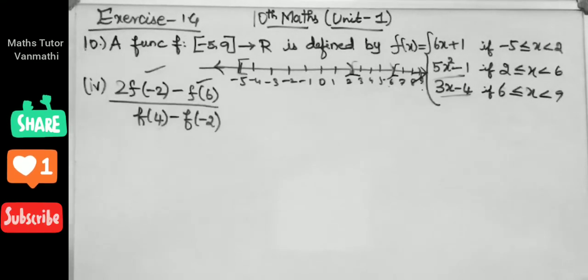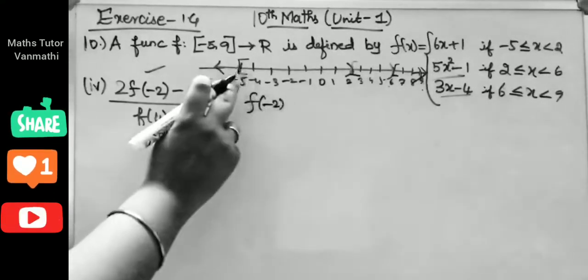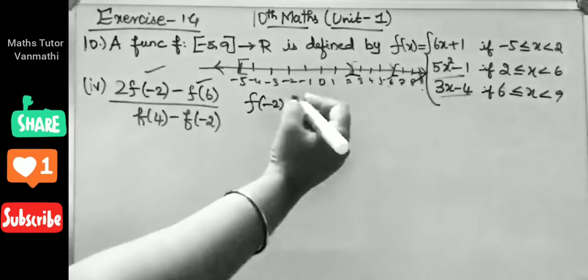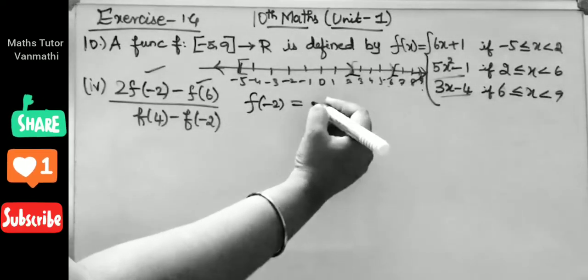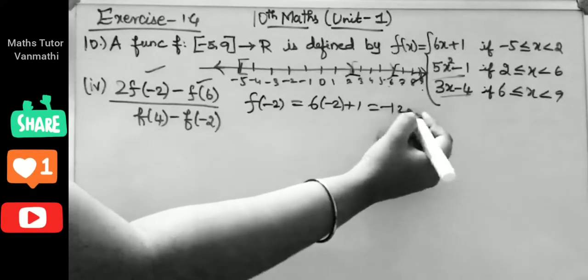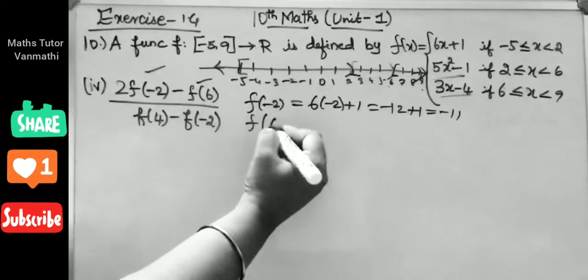of minus 2. Clear? f of minus 2, we are going to find f of minus 2. Minus 2 lies from minus 5 to here 2. So we are taking the first condition 6x plus 1. Then you will get 6 into minus 2 plus 1. You get minus 12 plus 1. Your answer is minus 11. Clear? Next, f of 6.